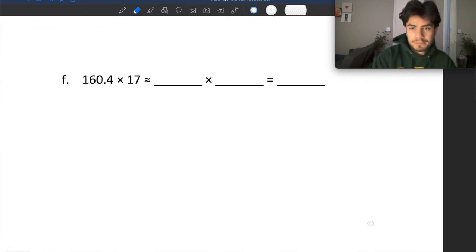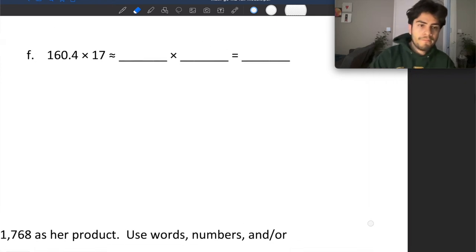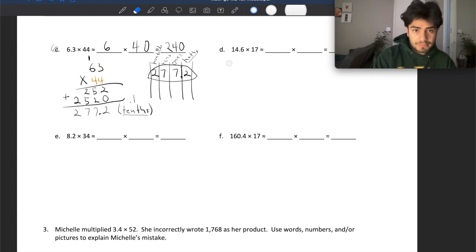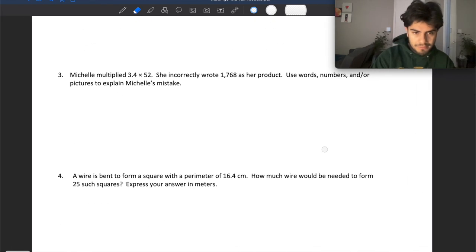All right, so let's do this very long one here. We got 160 and 4/10 times 17. And you know what? We forgot to check if our answer matched up, which, if we look at it, yeah, it did. We got 277 and 2/10, which is not exactly 240, but it's around there. So we did it right. Let's go on to a harder one here. Actually, I don't want to do that one.